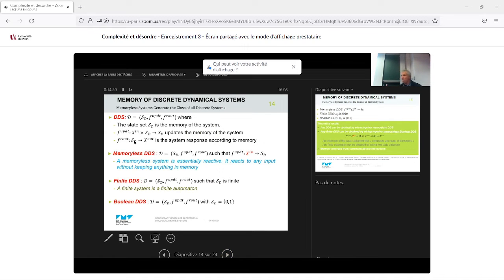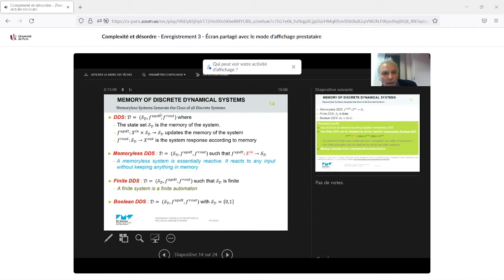But can we make memory emerge by wiring all these dynamical systems? And the answer is yes. And that's what we published in 2019 with this title. This is the title of the paper. And so let's summarize the finding.